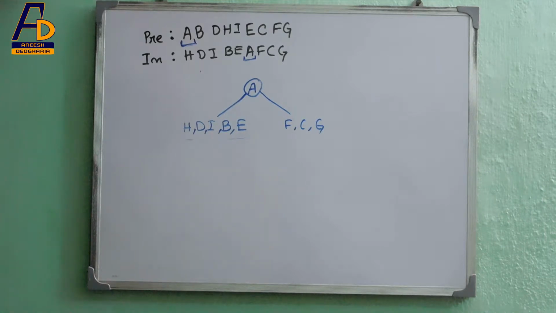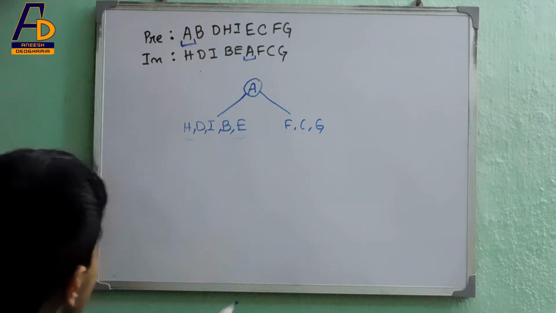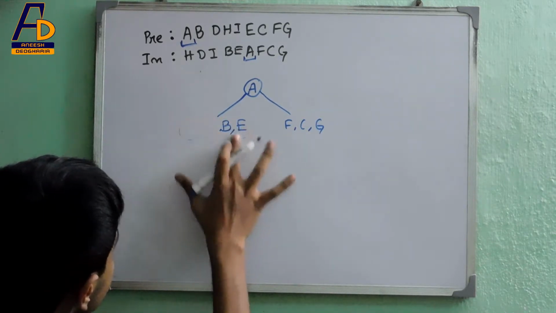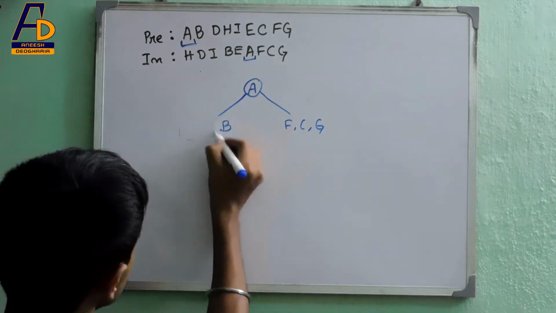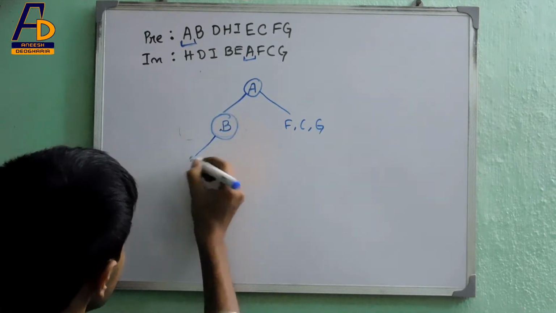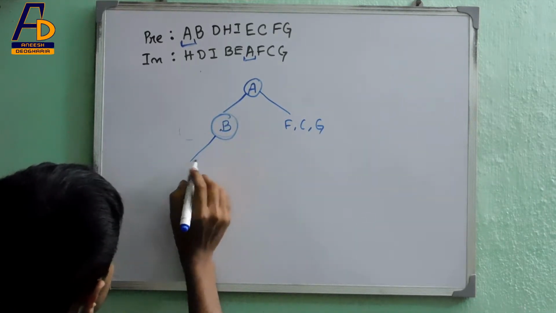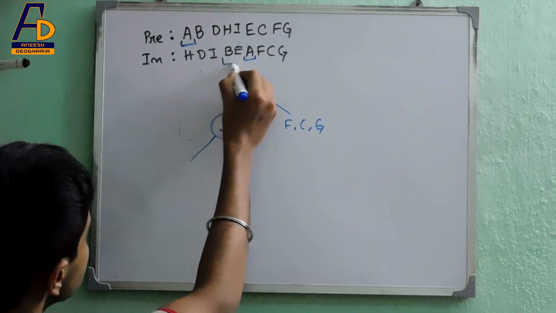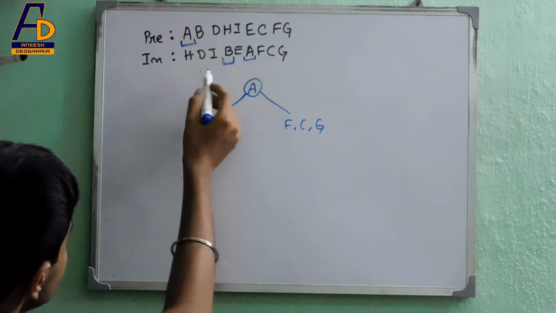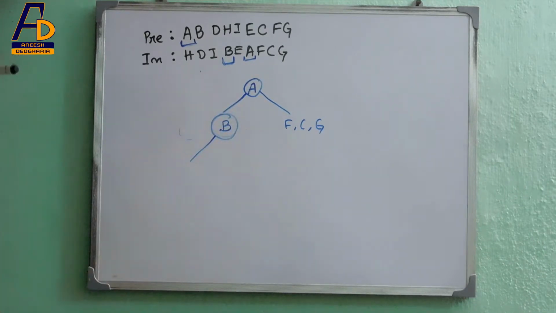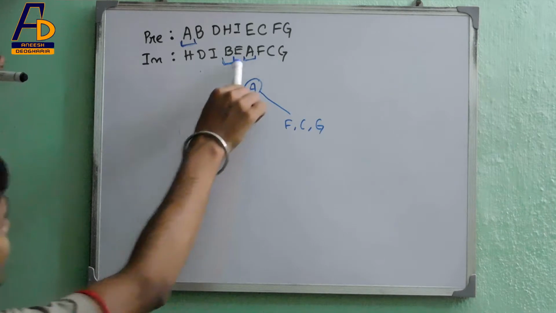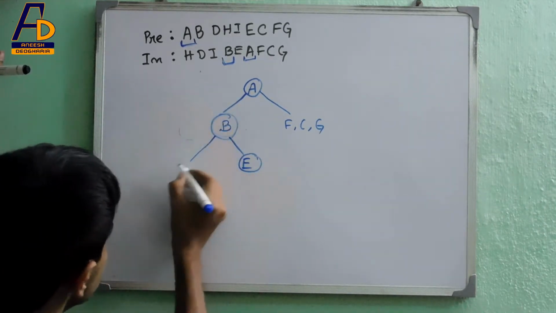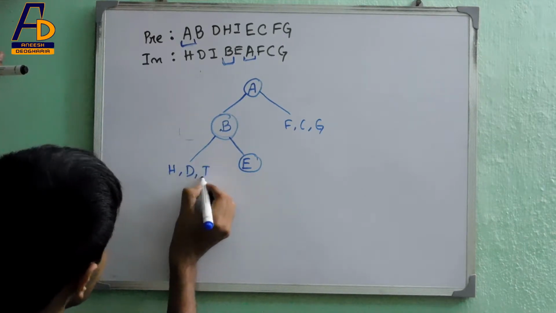Okay, so let's draw B, keeping it as the root and the rest as its child nodes. So keeping B here as the root node and the rest as its child. Okay, before that, locating B in the in-order traversal, we find that B is here. So H, D, I are its left subparts and E is its right subpart. So E will be here and H, D, I will be somewhere here.